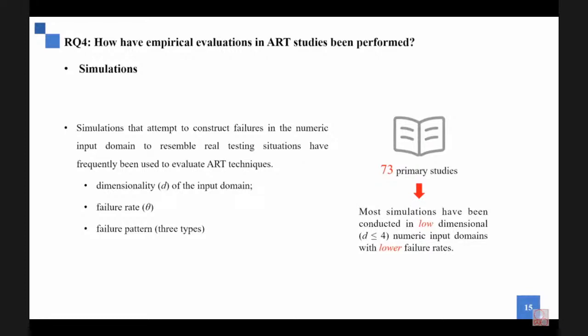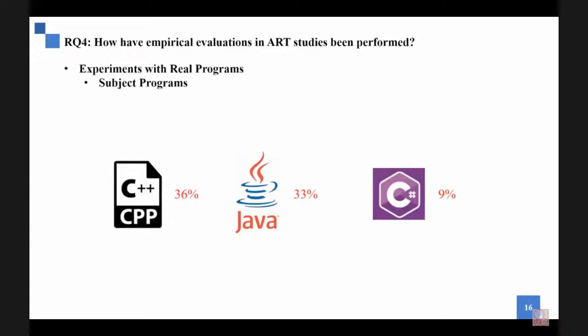This involves two parts, simulations and empirical analysis. Simulation is to construct failure patterns in the numerical input domain to resemble real testing. As we can see from this slide, most simulations have been conducted in low-dimensional input domains with lower failure rates, and the real program types mainly include C++, Java, and C#.